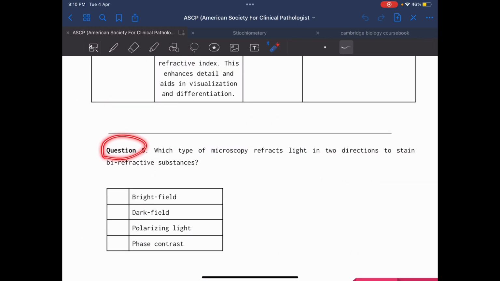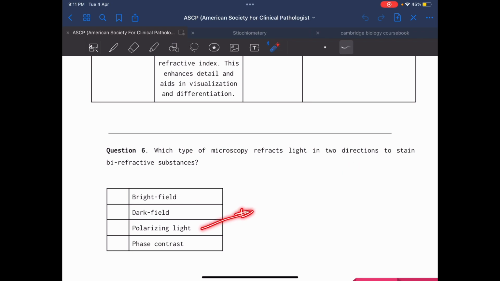Question number 6. Which type of microscopy refract lights in two directions to stain birefractive substance? Bright field, dark field, polarizing light, or phase contrast? We remember the bright field, the background is white where the elements appear black.